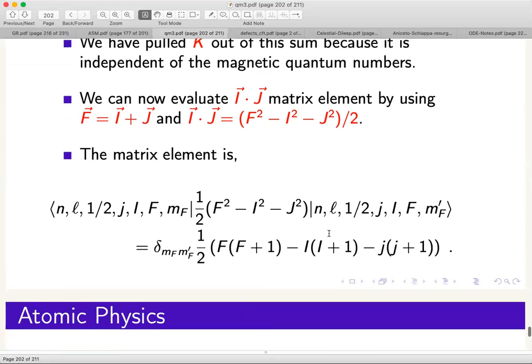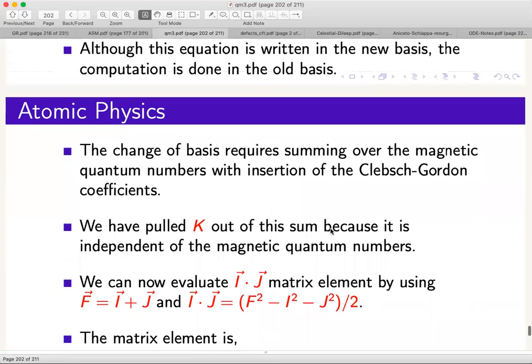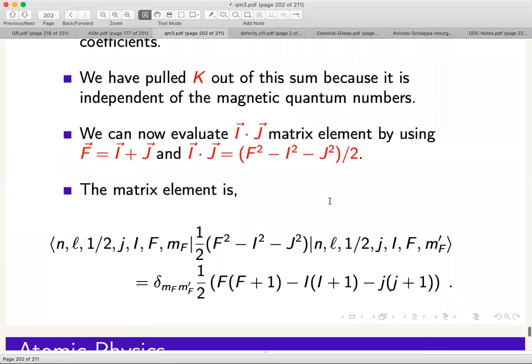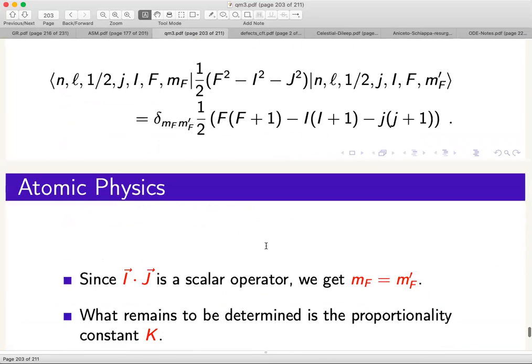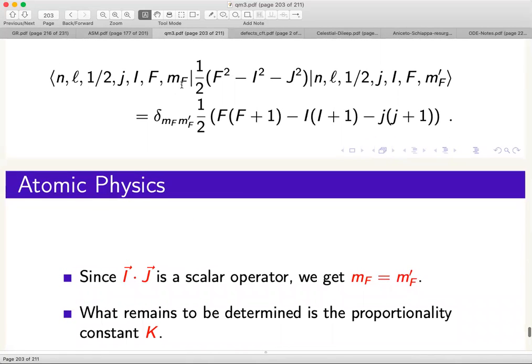Okay, I suppose this is okay. So what we'll do is take this and plug it back into our relation. Our relation was this. All we have done is computed I dot J. So this matrix element is K times whatever we have just computed. So let's do that. Now, the fact that delta MF MF prime is the only case where you get this non-zero answer can also be seen by this kind of argument, in that I dot J is a scalar operator, and scalar operators cannot change the magnetic projection. That is yet another way of looking at it.